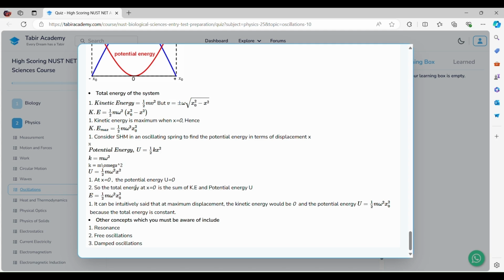So the total energy at x equals 0 is the sum of the kinetic energy and potential energy. E equals 1 over 2 m omega square x naught square. It can be intuitively said that at maximum displacement the kinetic energy will be 0 and the potential energy U equals 1 over 2 m omega square x naught square, क्योंकि टोटल एनर्जी कांस्टेंट है.